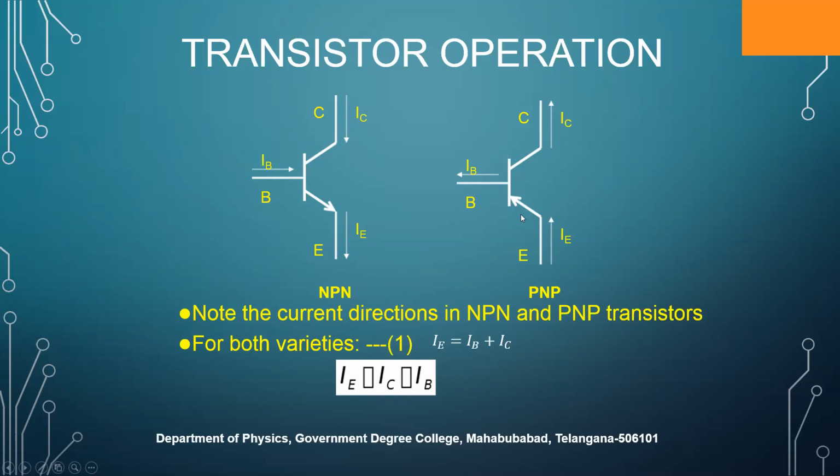Otherwise, in a PNP transistor, the current direction will be reverse. So base current will be in this direction, collector current will be in this direction, and the emitter current will be in this direction. So note the current directions in PNP and NPN transistors. For both the varieties, this equation holds good.